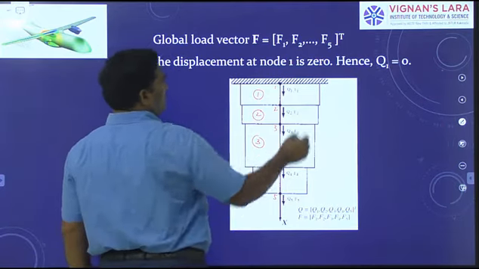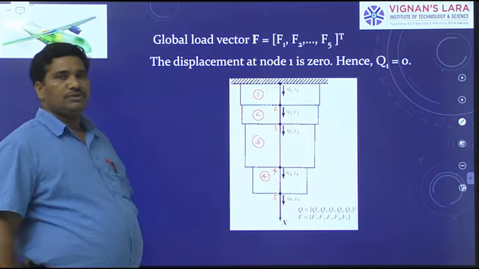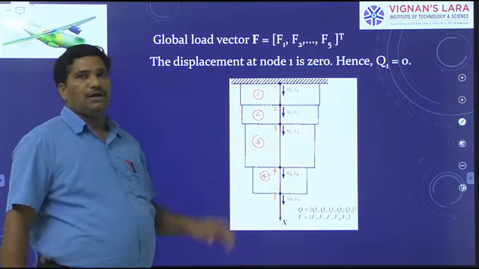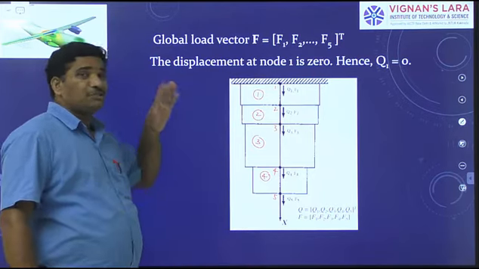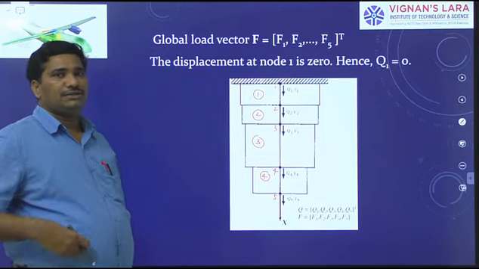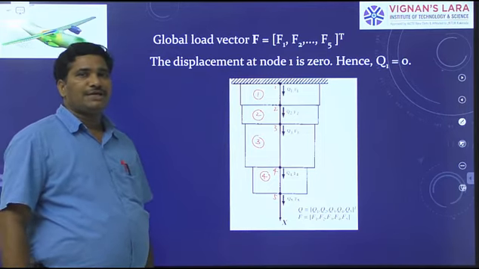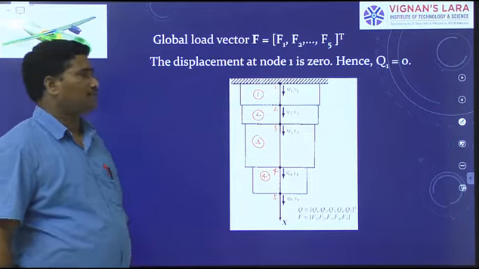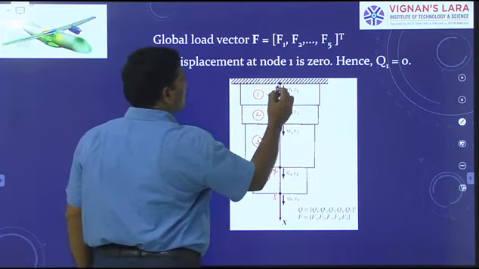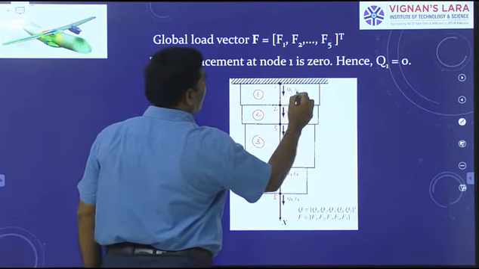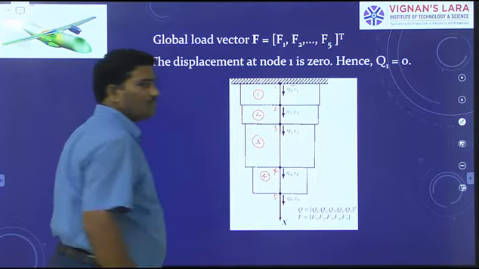In the entire domain, the nodal displacements represent global displacements. Hence, the displacement of node 1 is the global displacement denoted by Q1.